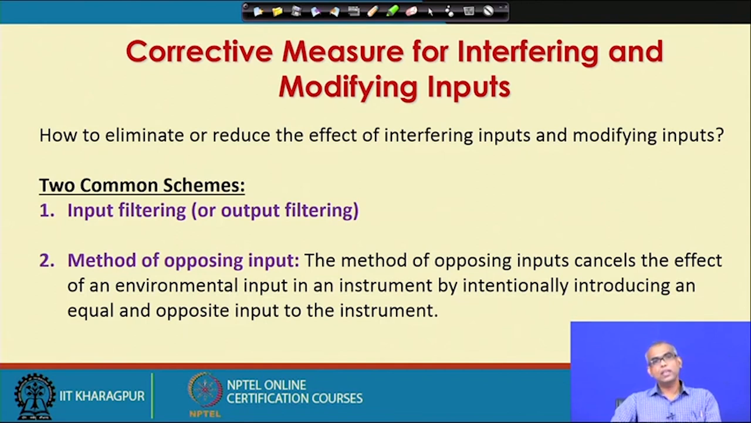In the method of opposing inputs, we intentionally introduce an input whose effect is equal and opposite to that of the unintentionally sensitive interfering input, so that the introduced input cancels out the effect of the interfering input.